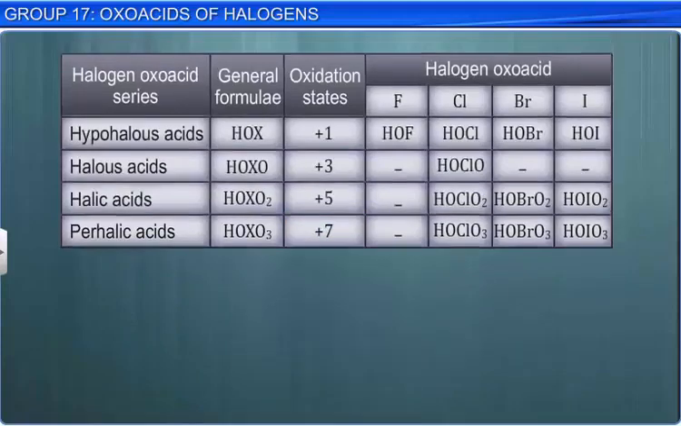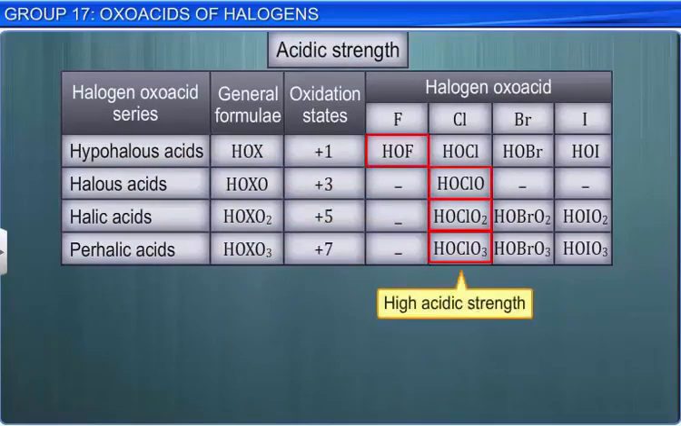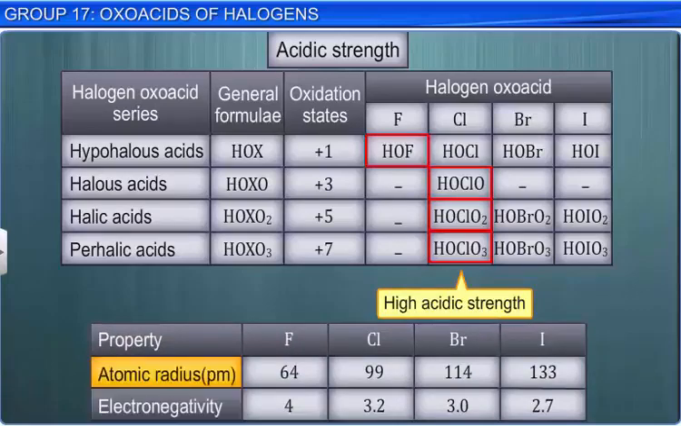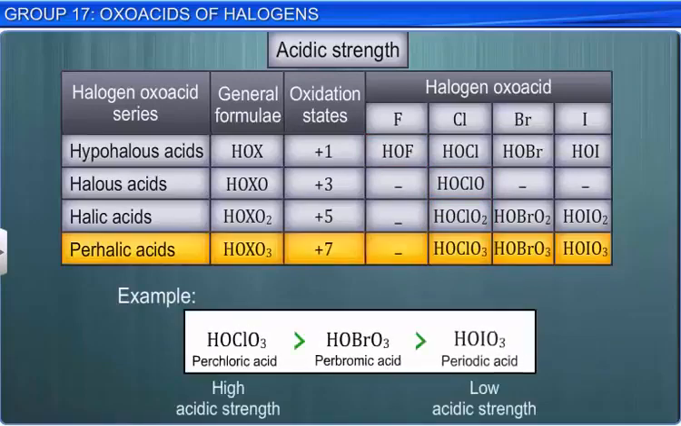In any series of oxoacids of halogens, the first member possesses high acidic strength. This is due to the high electronegativity and small size of the respective halogens, fluorine in the hypohalous acid series and chlorine in the other series of oxoacids. For example, among perhalic acids, perchloric acid has high acidic strength.